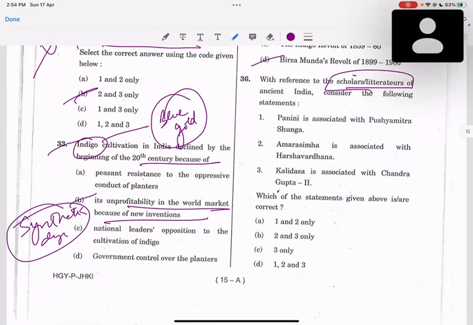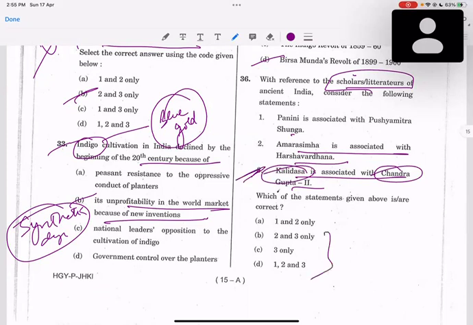Okay. Panini is associated with Pushyamitra Shunga. Parasimha is associated with Harshvardhan. Kalidas is associated with Chandragupta. An easy question, it's based on that. If we look at the answer, as we know, Chandragupta had the Navratna, and one of them was Kalidas. So the third is right. Out of these three, let's have a look at two options. If 2 is wrong, that means obviously these options will also be wrong.